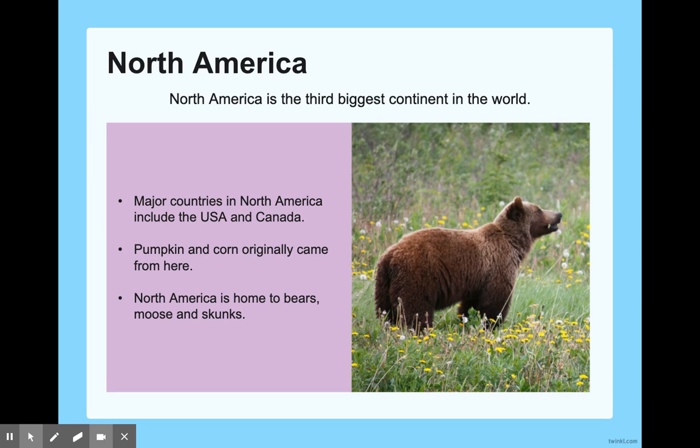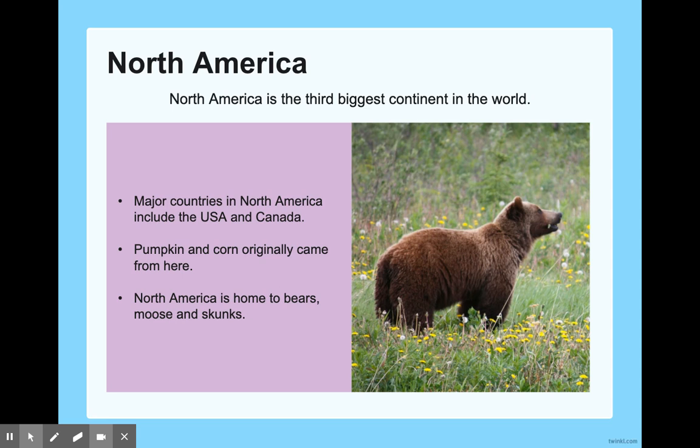North America, where we are. North America is the third biggest continent in the world. It's made up of the USA, which is us, and Canada. Pumpkin and corn originally came from here. So when we talk about the explorers coming over here, that's the first time they ever saw pumpkin and corn. And when they took that back to England or their homeland, that was a resource that they were excited to have.